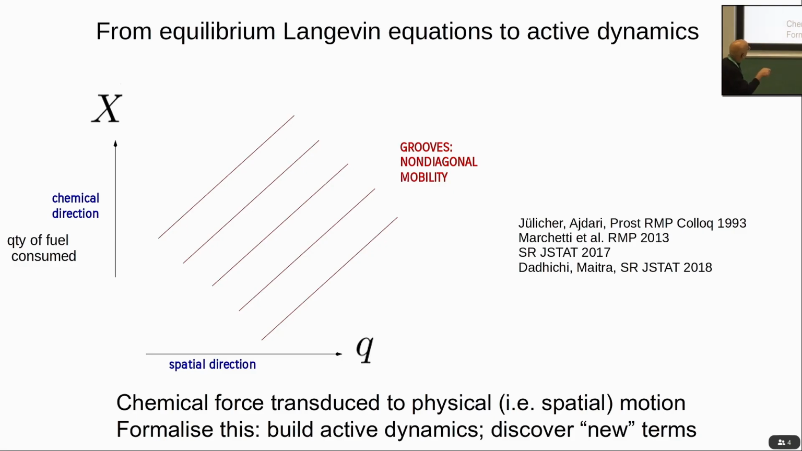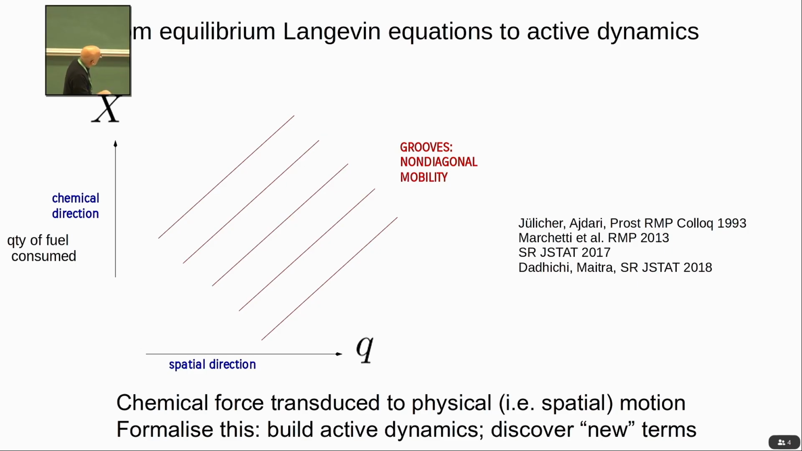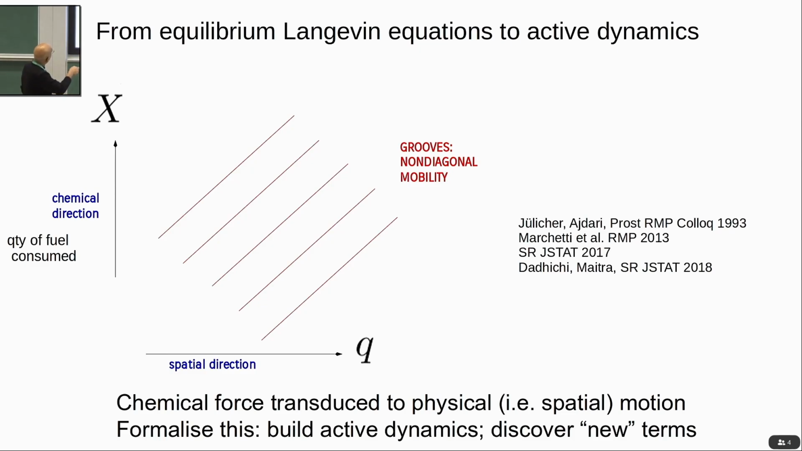But it's useful to view this in a slightly more precise way by noting that essentially any active system is an energy conversion system. Typically, a chemical reaction is proceeding in this direction. You can think of X as how much fuel is consumed, number of fuel molecules consumed. You can think of this as a spatial direction, and you know clearly any motor is something that you push this way, but because of its chemomechanical coupling, it moves not only this way but also this way, in the sense that its mobility in this abstract space is non-diagonal, right?